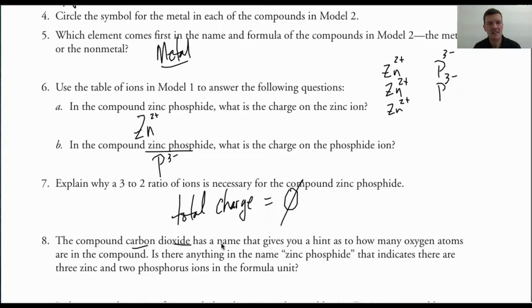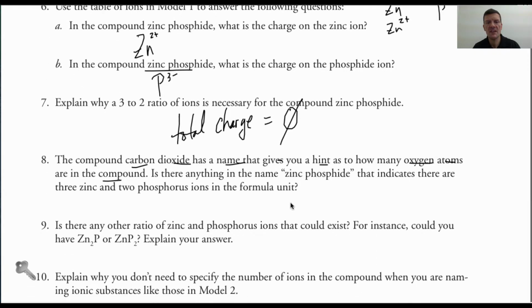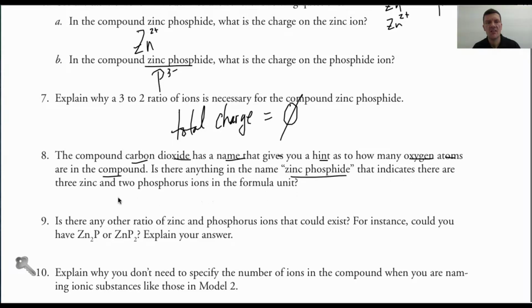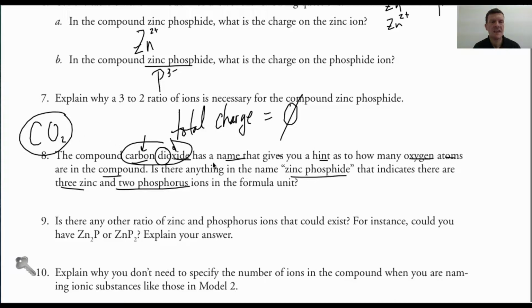The compound carbon dioxide has a name that gives you a hint as to how many oxygen atoms are in the compound. Is there anything in the name zinc phosphide that indicates there are 3 zinc and 2 phosphorus ions in the formula? No. What they're saying here is later on we're going to talk about covalent compounds, covalent molecules, and this is a nonmetal and a nonmetal. So this is carbon, which is a nonmetal, oxygen, a nonmetal, and that di right there is a prefix telling us that carbon and oxygen are going to be in the ratio of carbon and 2 oxygens. The di is for 2 there. It's telling us how many of each. That is not the case.